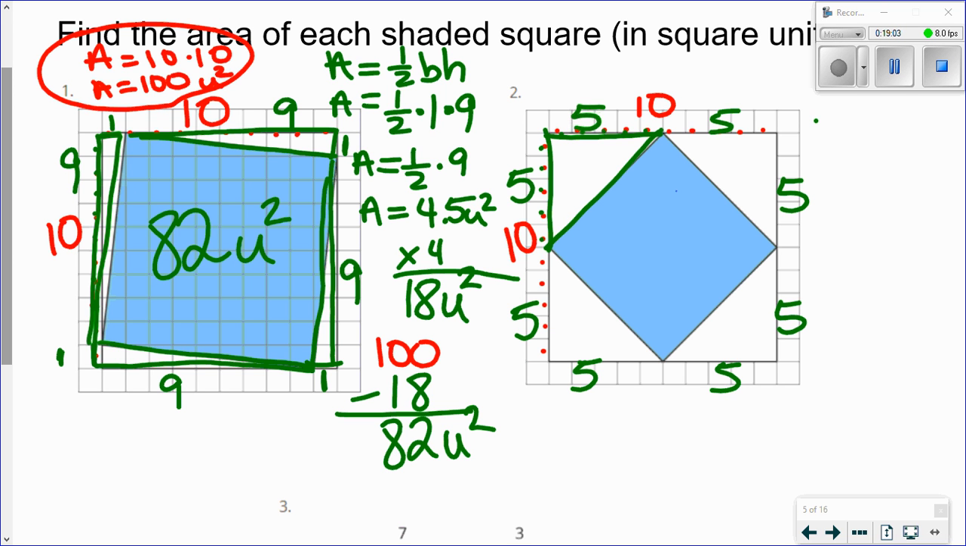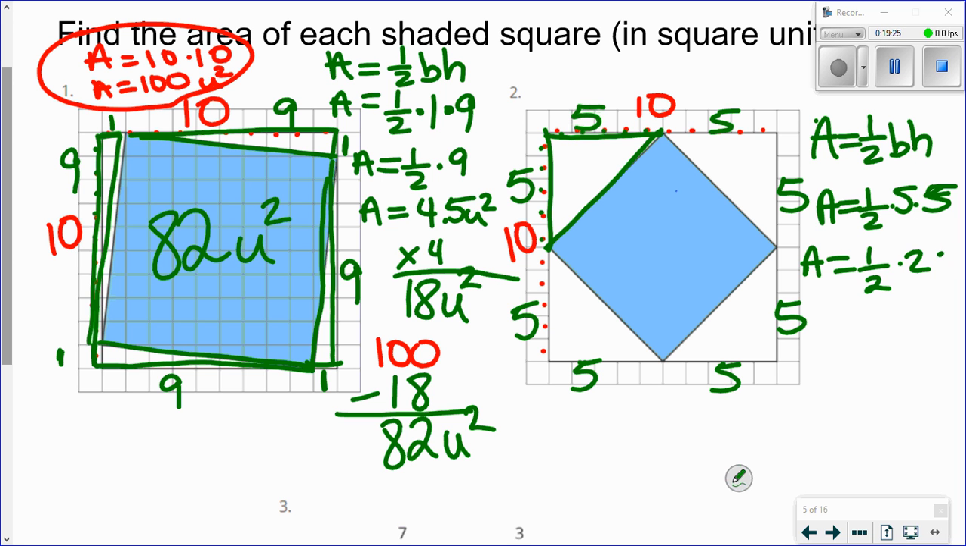So for my triangles, sorry again, I'm having technical issues with the smartboard. I'm going to go ahead and input my base of 5 and my height of 5. Again, I can do the multiplication in any order I want. 5 times 5 is 25, right? Half of 25 is 12.5. So one of the triangles is 12.5 square units.